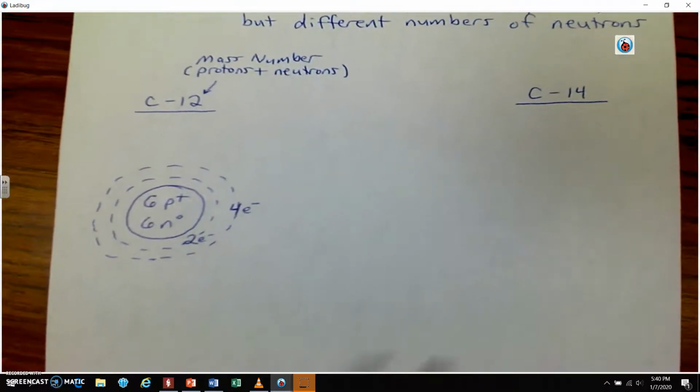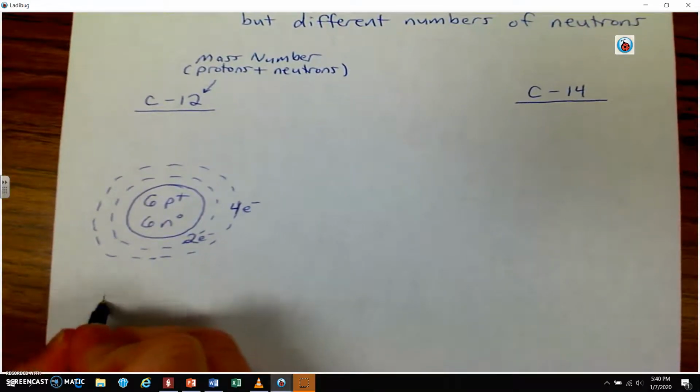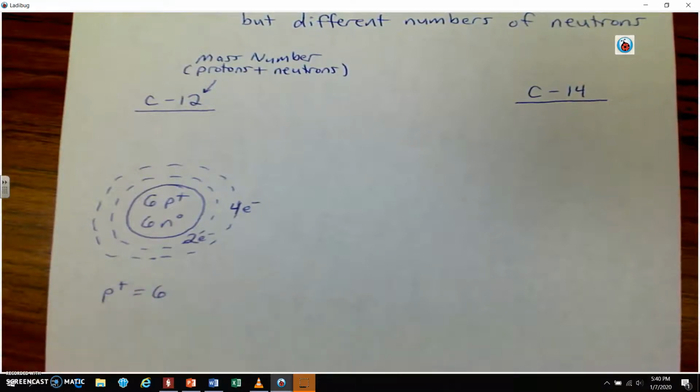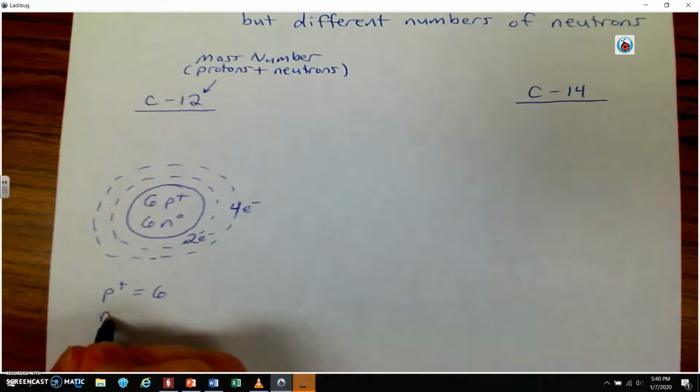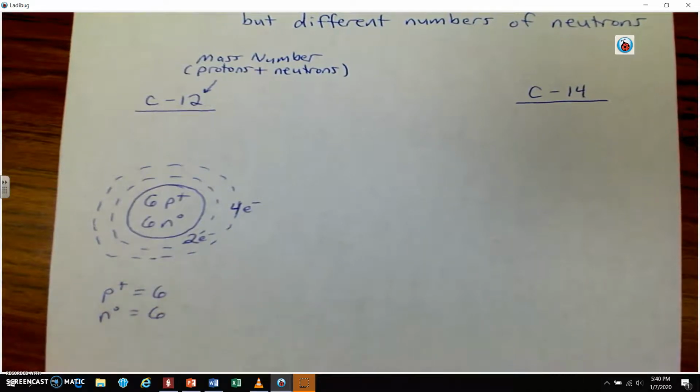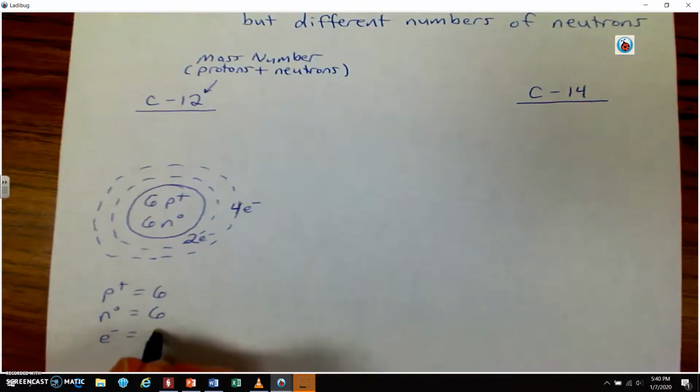So under this diagram, I'm going to write protons, 6, neutrons, also 6, and then electrons, also 6.